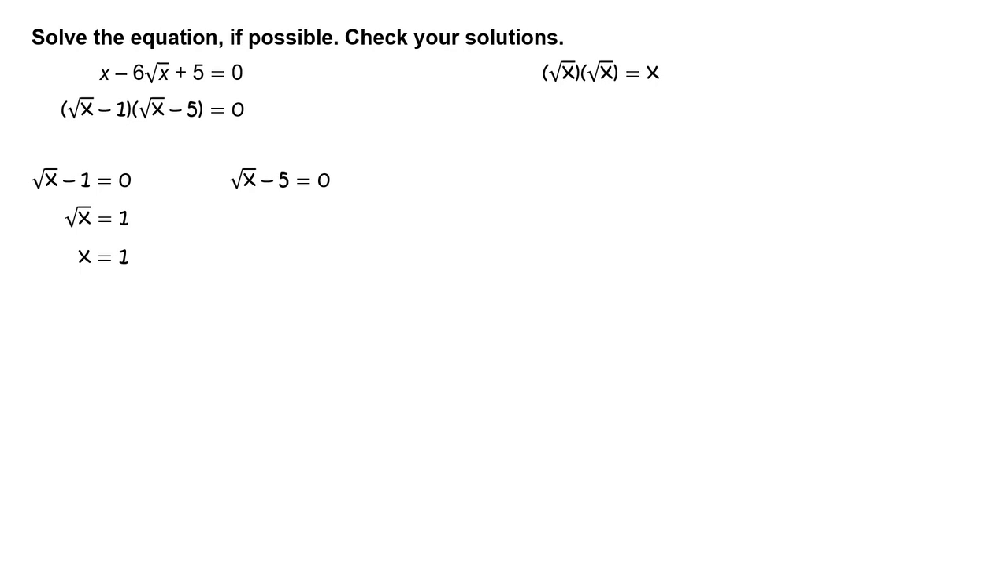Your other factor is √x - 5 = 0. Add 5 to each side of the equation, then square each side of the equation. You find that x is equal to 25.